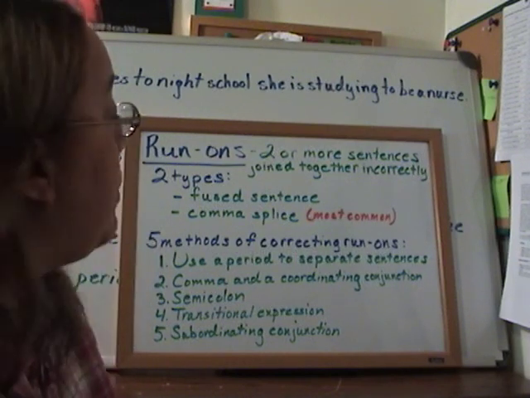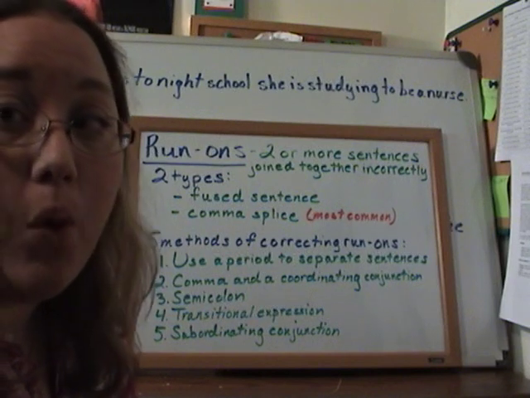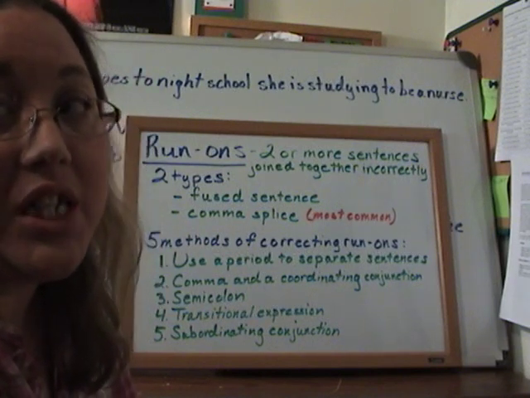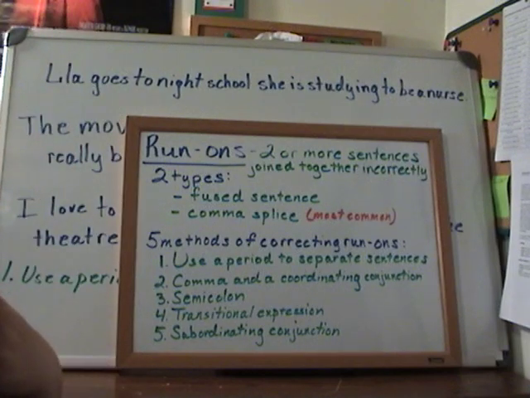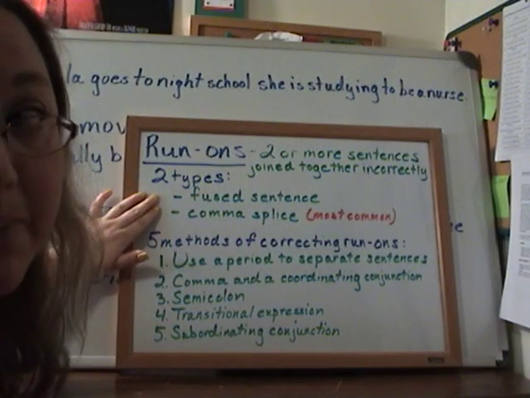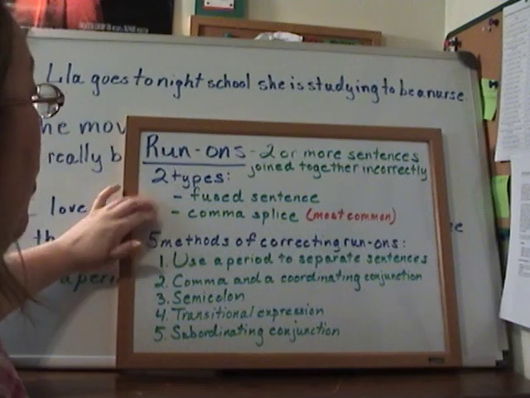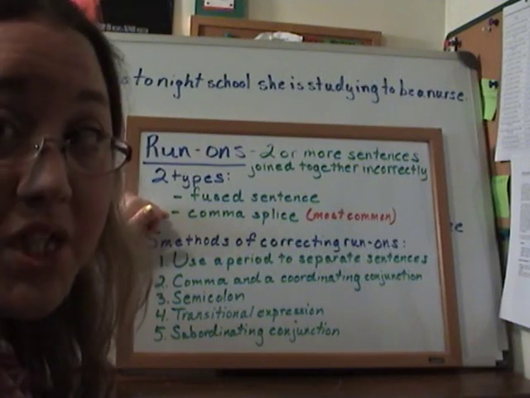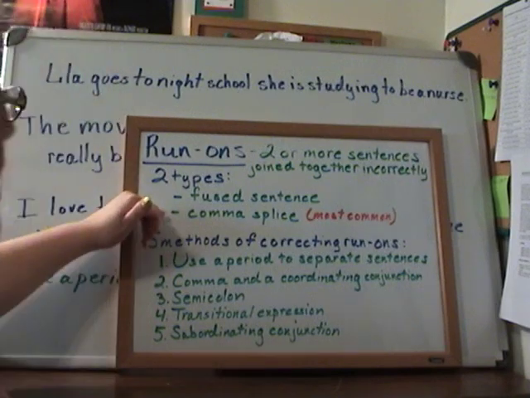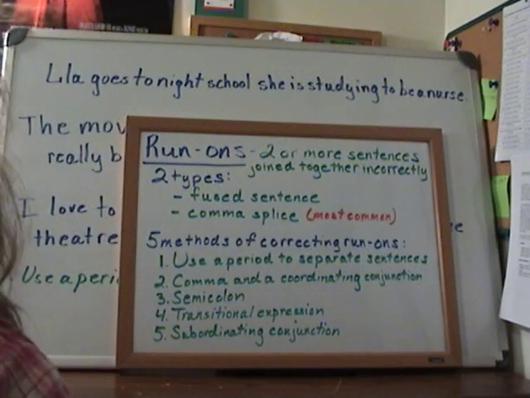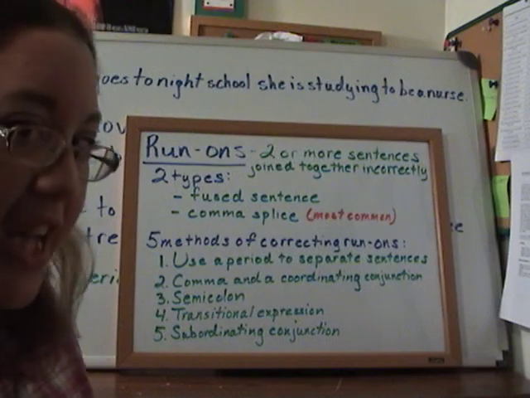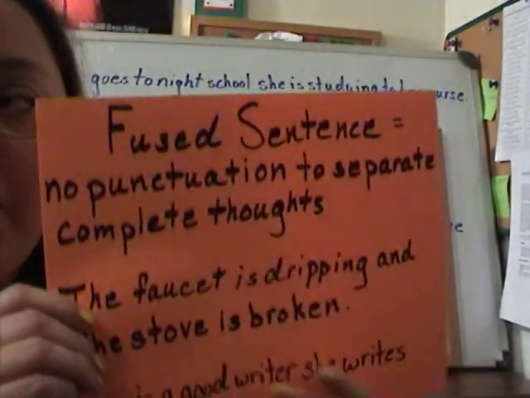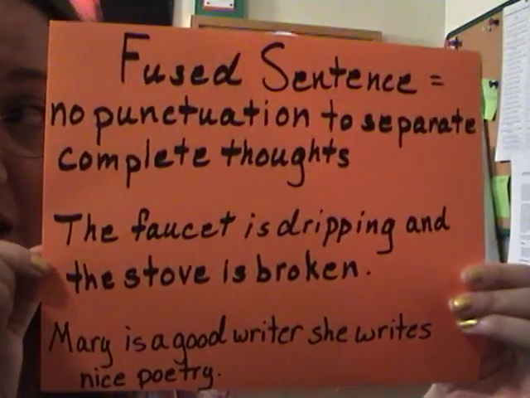What needs to happen is there needs to be some form of punctuation to fix those kinds of errors. With run-on sentences, there are two primary types that you can run into with your writing. One is a fused sentence. The other, which is probably the most common, is the comma splice. Fused sentences are sentences that have been joined together with no punctuation. There is nothing to separate the two complete thoughts.